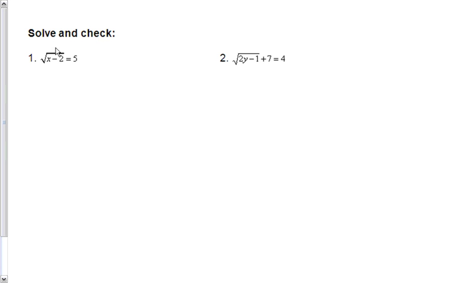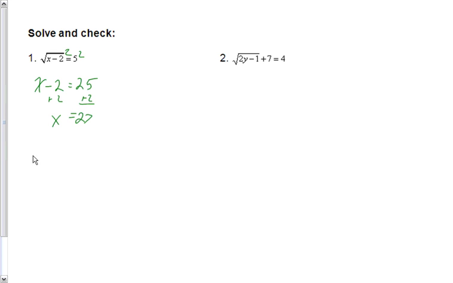So the first one I have is a basic one, just to get us in the groove. The radical is isolated, so once it's isolated, you want to get rid of the square root, so you square both sides. Squaring a square root gets rid of the square root symbol, so you get x minus 2 equals 25. Add 2 to both sides. Get 27 equals x, and we're done.